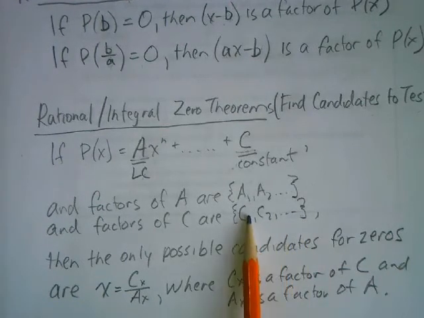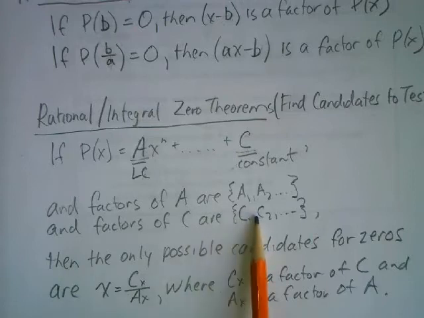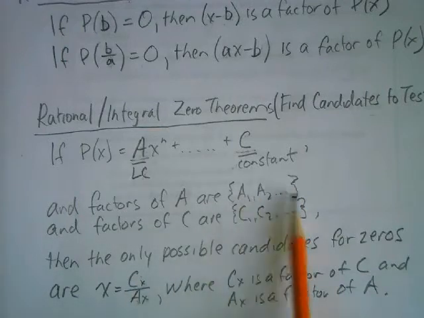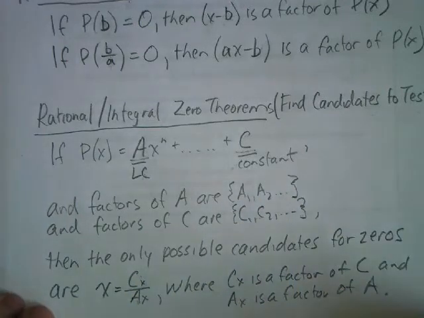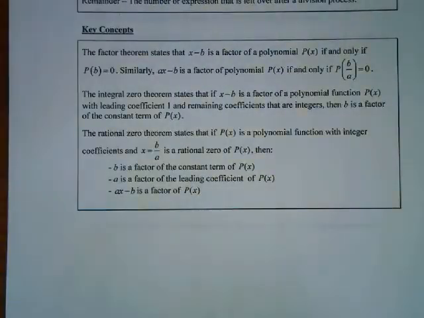And then if we put these two together, the only possible candidates for zeros are x equals, and we go through the list of the constant factors divided by the possible leading coefficient factors. Sometimes this list is pretty small and sometimes it's pretty big, but at least we've narrowed it down from all possible integers and rational numbers. This is just saying these numbers came from these two lists of factors of A and C. So you kind of get the idea. We're going to actually apply that.